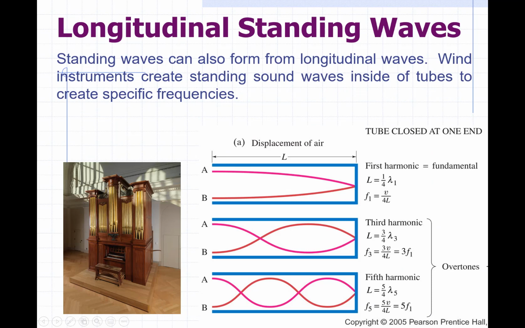We can also get standing waves out of longitudinal waves, although we still usually diagram like transverse waves. And this is going to be any wind instrument. Pipe organs create standing waves out of pipes. And essentially, there's a longitudinal wave that gets sent out, and it reflects at the end of the pipe. And so we get places of constructive and destructive interference, we get these particular standing waves, and we get different tones.